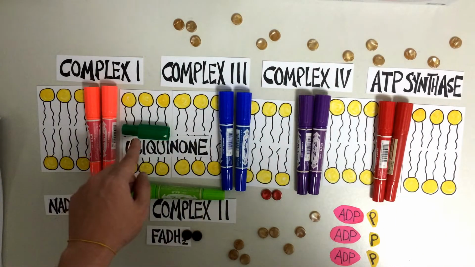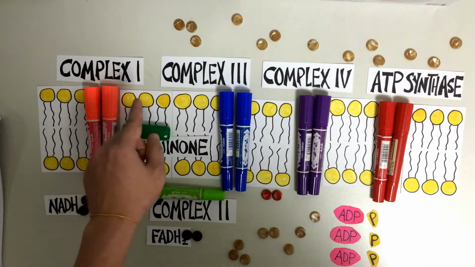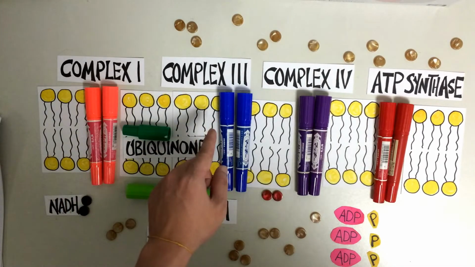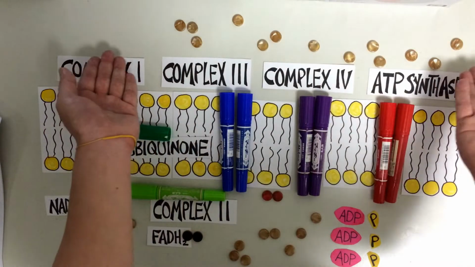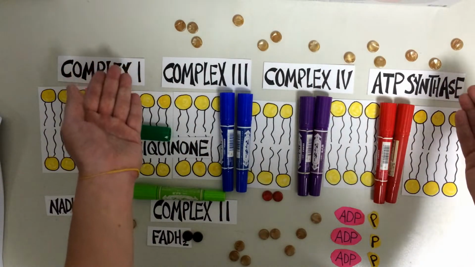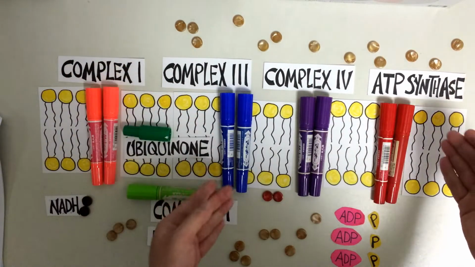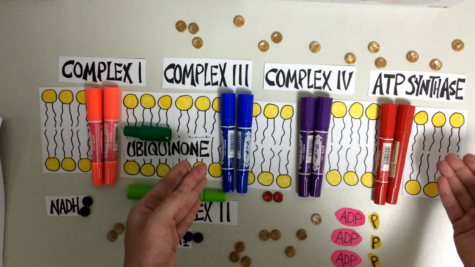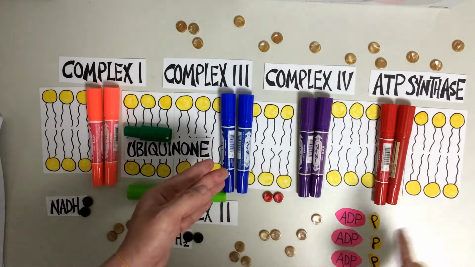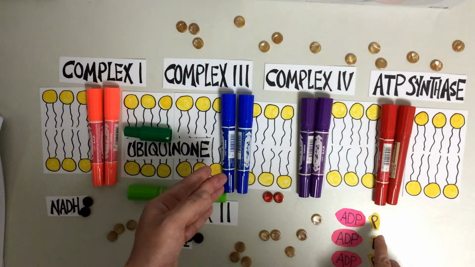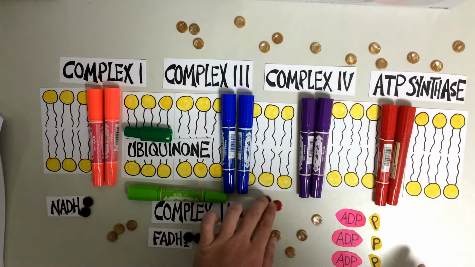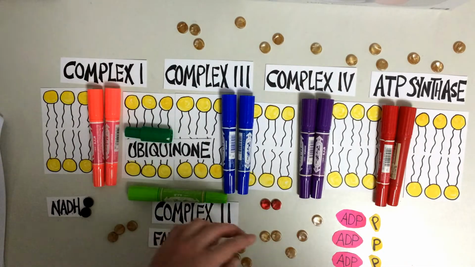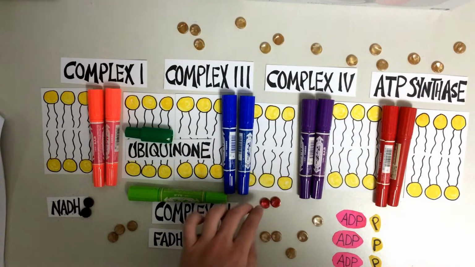Ubiquinone over here is a shuttler protein which shuttles electrons from complex 1 to complex 3. You can see the brown beads over here. The brown beads actually represent hydrogen ions. And I'm sure you're familiar with ATP synthase. This is the enzyme which is responsible for the synthesis of ATP from ADP and phosphate. You can see this pair of red beads over here. They represent a pair of oxygen molecules.